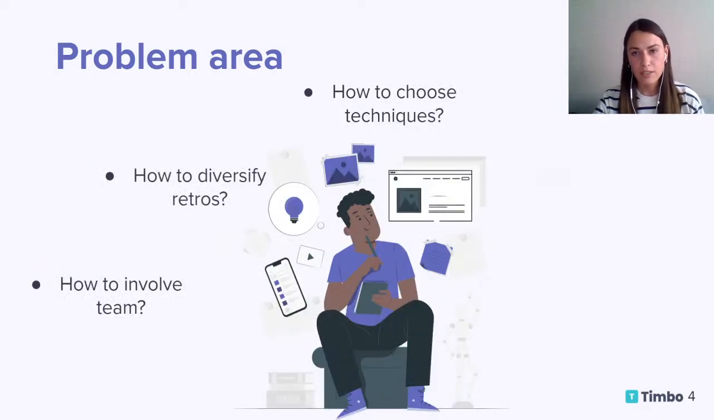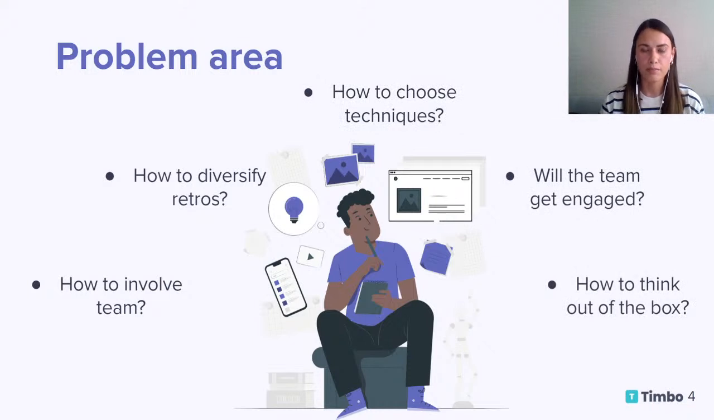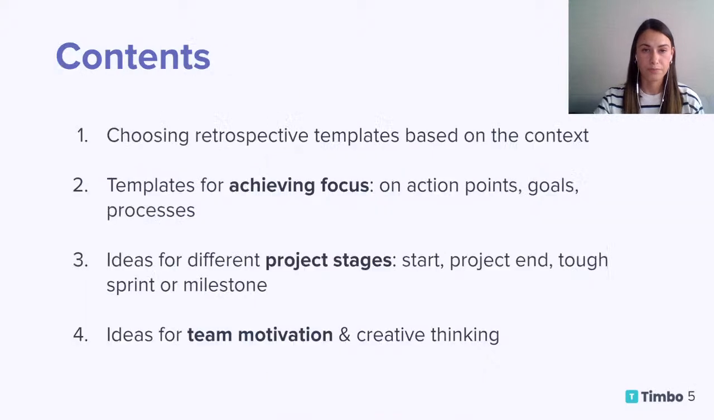But how can you do that? How you can diversify them? There are loads of techniques on the internet, and they seem all great, but how would you choose the one for your next retro? Shall it just be random, or which one is best? Will it work? Will the team like it? Will it help activate out-of-the-box thinking, and will it solve the problem? That's the question. So what we are going to talk about today is how you can choose retrospective templates based on the context your team is now and your process is now.